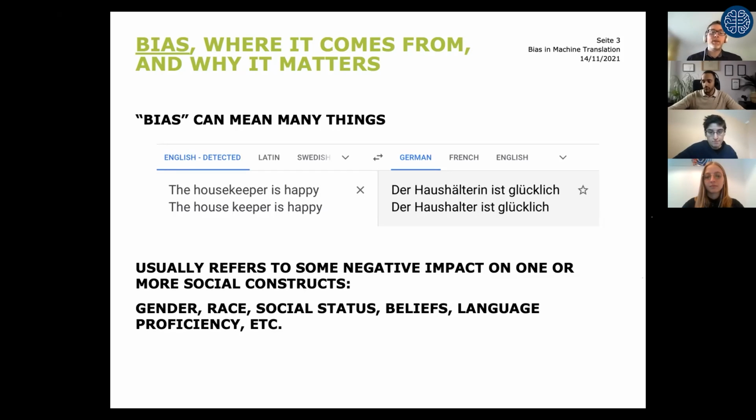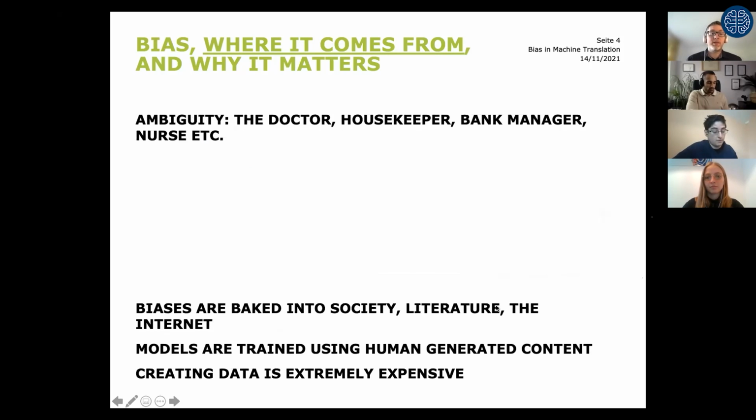gender. And so usually when we talk about bias, we mean things like some negative impact on one or more social constructs. And these can be gender, race, social status, beliefs, language proficiency, and a large number of other things. This is not localized only to German. We can do the same thing in other languages.